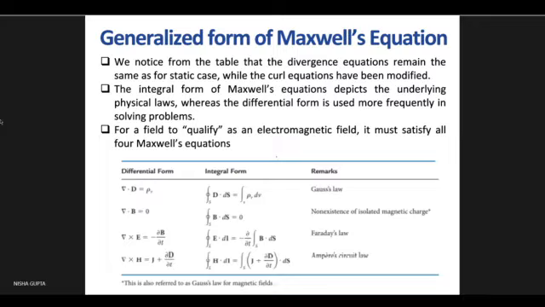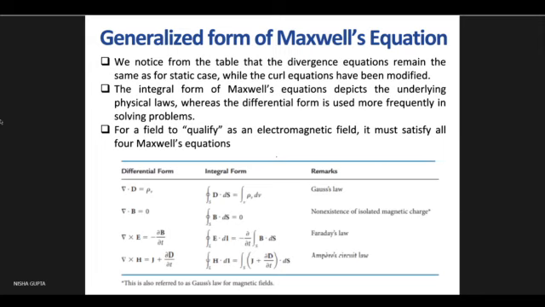But for the two curl equations, there is now a difference between the static case and the time varying case. Here del cross E is minus del B by del t, which is Faraday's law, and we have proved that the time varying magnetic field gives rise to the electric field. In Ampere's circuital law, for the static case we had only J, but for this time varying case we also have a term del D by del t, which is the displacement current density. So this set of equations is the differential form of Maxwell's equations.